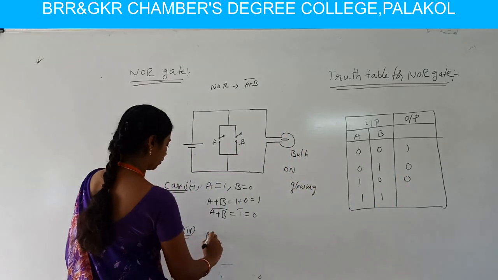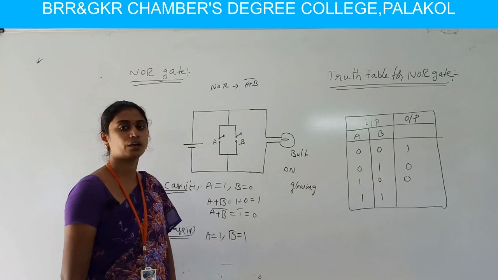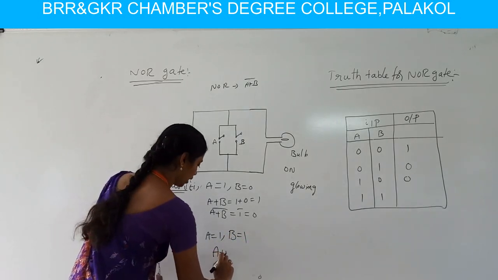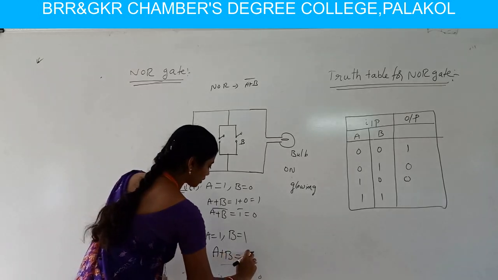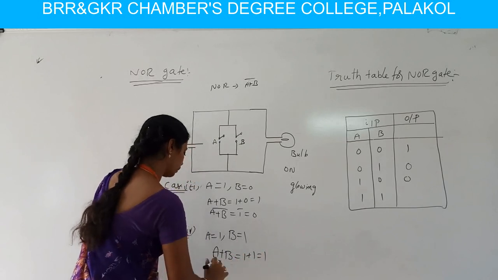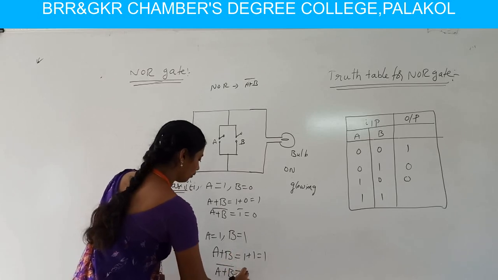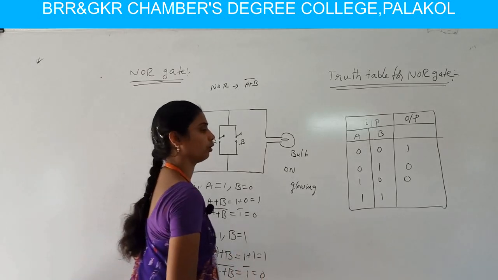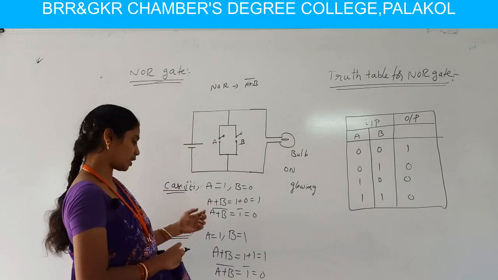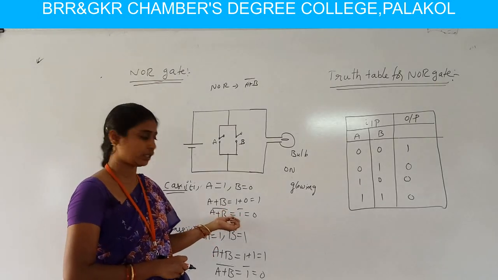In this case we have A value which is 1 and B value which is 1. It means A is in high logic level and variable B is also in high logic level. Then A plus B is 1 plus 1, we have 1. We know the binary addition for 1 plus 1 gives 1. Here the operation is NOR operation. A plus B whole bar, we have 1 bar, which is equivalent to 0. So with the two inputs A is 1 and B is 1, we get the output as 0.